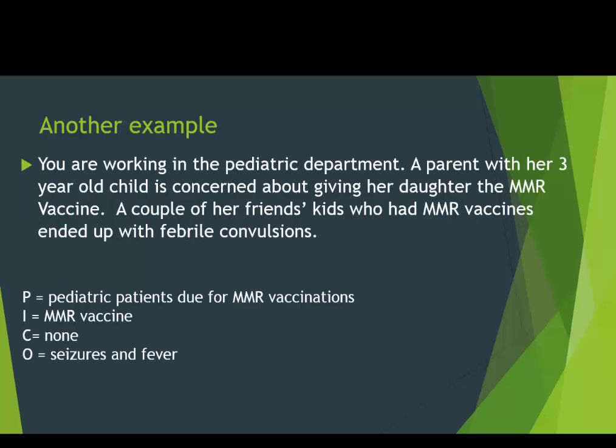One more example. You're working in a pediatric department. A parent with her 3-year-old child is concerned about giving her daughter the MMR vaccine. A couple of her friends' kids who had MMR vaccine ended up with febrile convulsions. Who is the P? You will be right if you said pediatric patients who are due for MMR vaccinations. You will also be right if you said parents of pediatric patients who are due for MMR vaccinations.